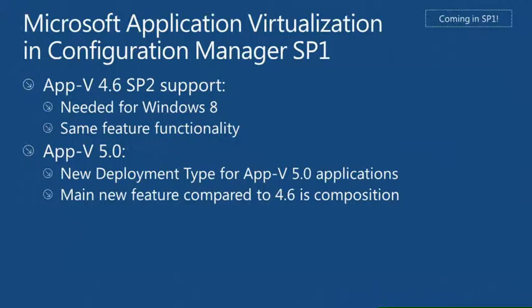All right, a little bit more on SP1. App-V. In SP1, we're building on top of what we did in 2012, even a little more. We added support for App-V 4.6 SP2, which is needed for Windows 8. So in Configuration Manager 2012 SP1, we're adding support for Windows 8, so we need to add support for SP2. Same feature functionality, basically. And App-V 5.0, that's where we have pretty exciting stuff to show you.